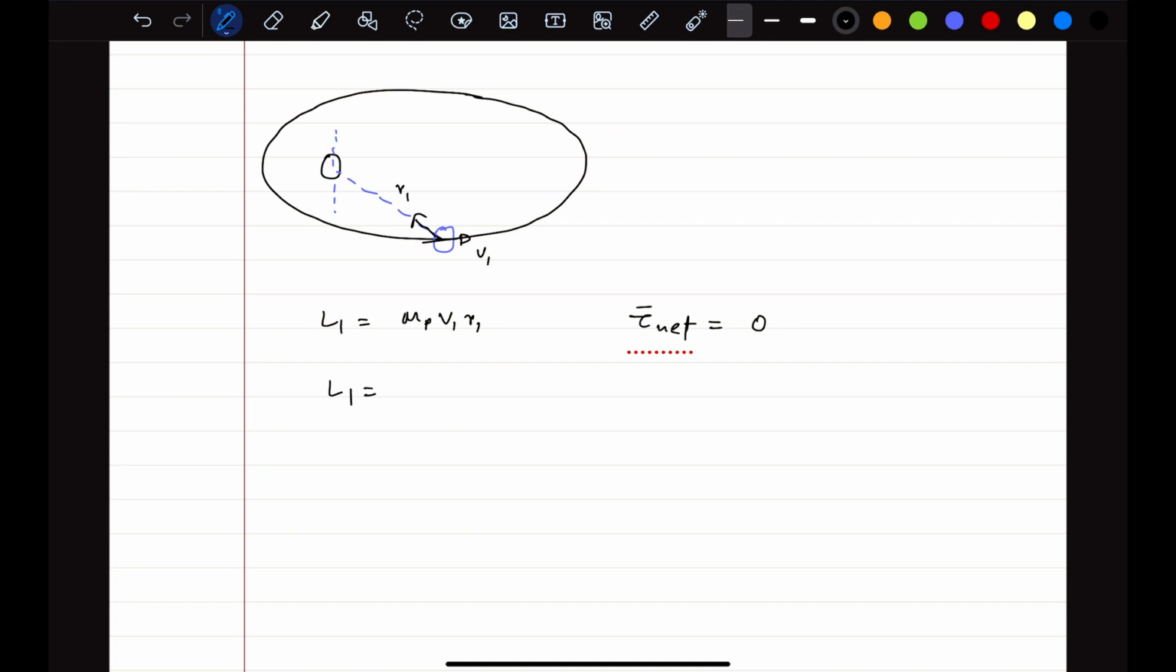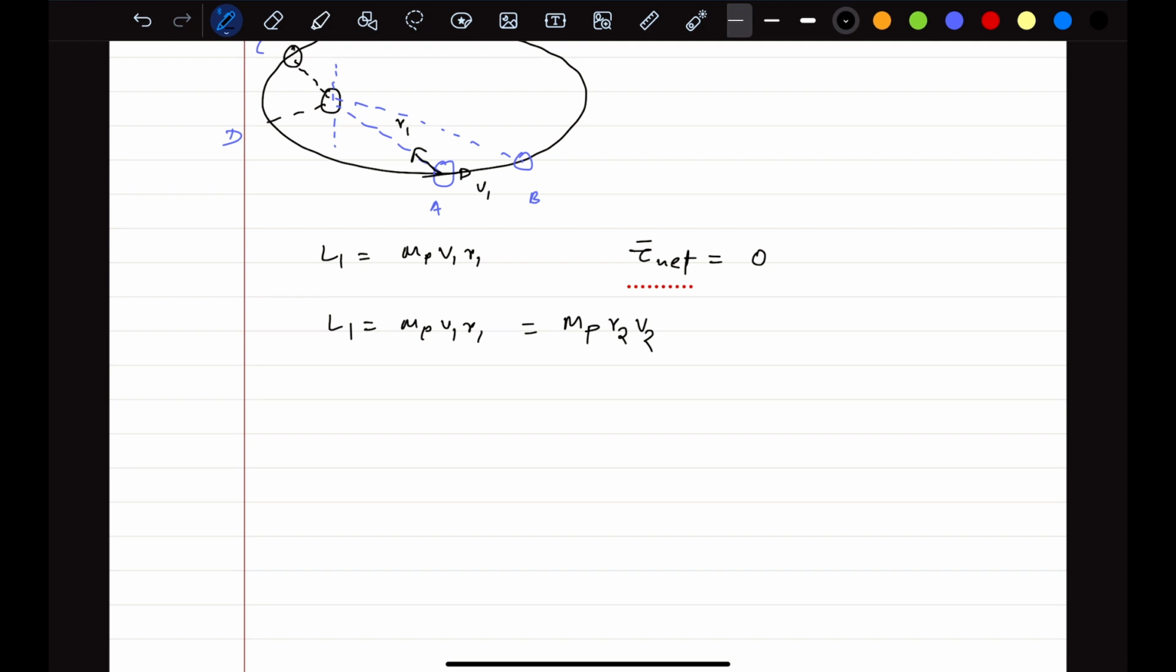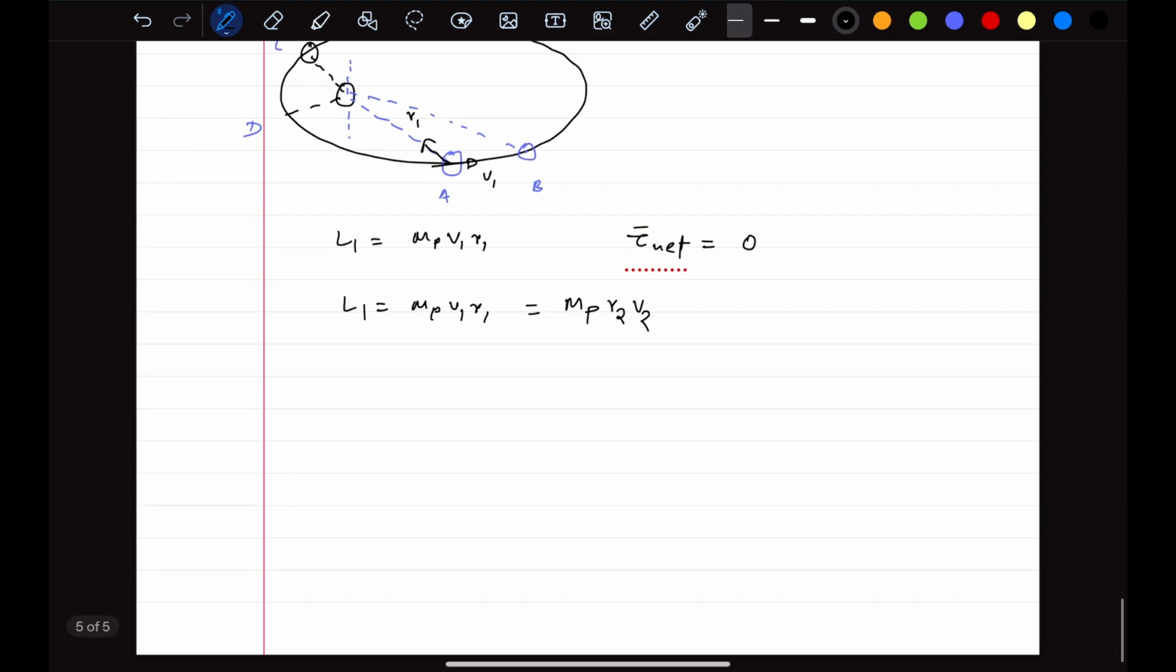So L1 is m_p v1 r1. That angular momentum will be equal to the angular momentum at point C. And what is the angular momentum at point C? The mass of the planet is not going to change, but the radial distance is changing, that is r2, and the velocity is v2. So this is the angular momentum at the second point. Now we are going to use this conservation of angular momentum for this planet to prove that dA by dt between A to B is equal to dA by dt between C to D. Because the velocity was v1 and we have taken a small time period dt, the velocity is not going to change between A and B.